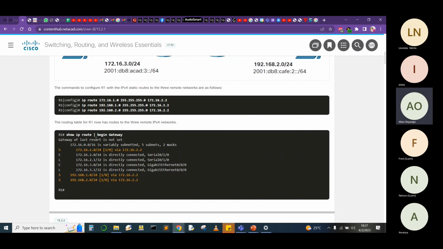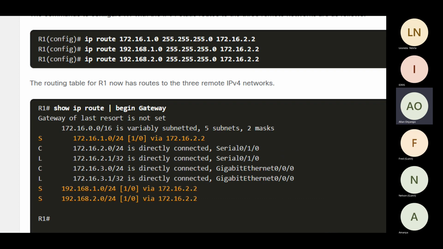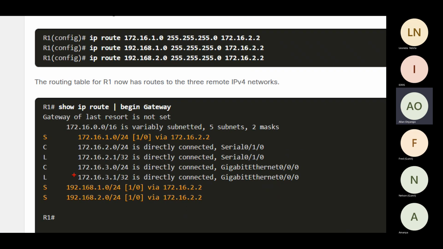Now, if you say show IP route here, you realize that we were able to learn the 3 networks. How do we see them in the routing table? You see them with an S, which means static, and these are our 3 networks here. This is the network itself. This is the subnet mask. The AD, the administrative distance, is 1, and the metric is 0. And when you see the word via, it means the next hop is what is there.